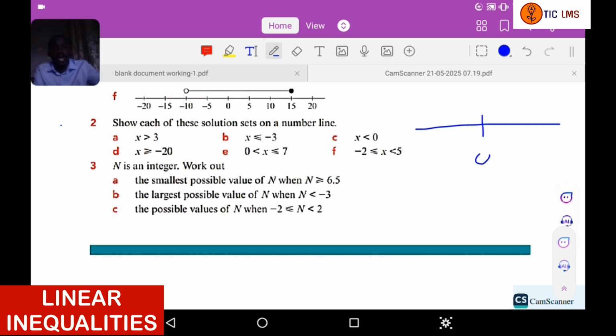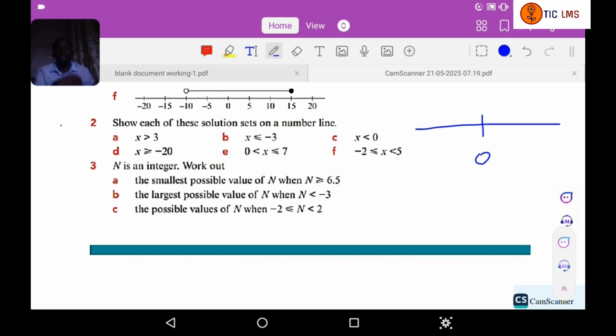Here we identify our 0 point. To the right of 0 we have positive values, and to the left of 0 we have negative values. So we could decide to place our 3 here and our negative 3 here. That's not to say that we do not have some values in between 0 and 3. We have 1, 2, and other middle numbers in between. But we are just interested in x is greater than 3.